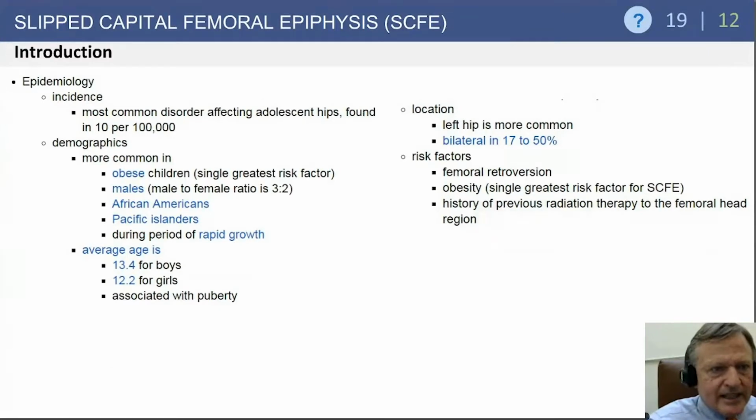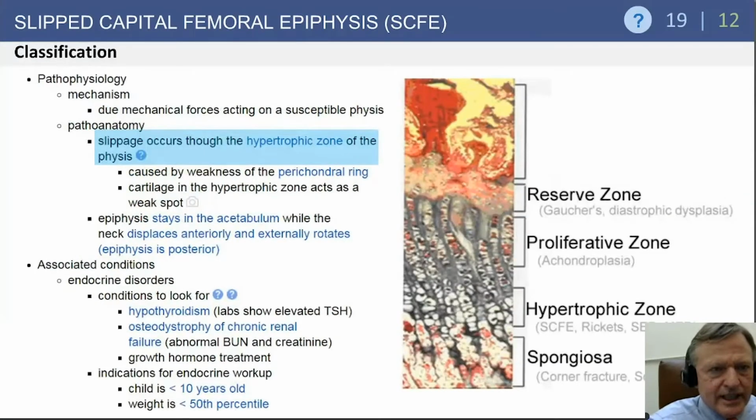So again, the risk factors: obesity, males, African American, Pacific Islanders, average age 13.4 for boys, 12.2 for girls. I think it's probably reasonable to know that it's bilateral in 20 to 50%. And know that the slippage occurs through the hypertrophic zone of the physis. There are often questions about that.